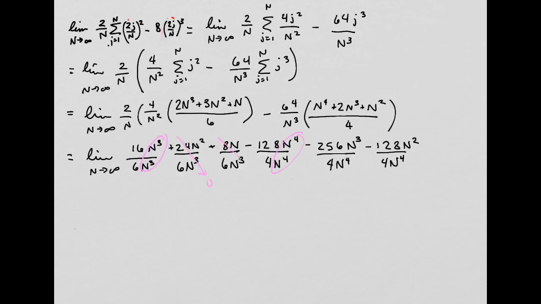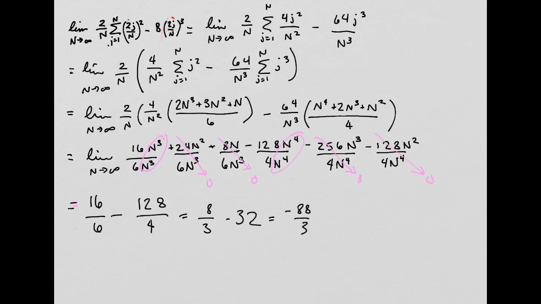So this is going to 0, this is going to 0, this is going to 0, and this is going to 0. And so the only thing left when you let n go to infinity: n cubed over n cubed is 1, and n to the 4th over n to the 4th is also 1. So you end up with 16 over 6 minus 128 over 4. Which, when you simplify this, is 8/3 minus 32, which we already know is, I think it was negative 88/3. I'm not sure. Let's go back. Oh, yep, negative 88/3.